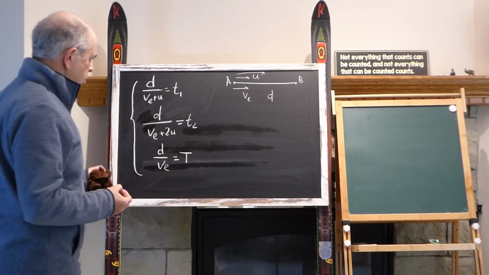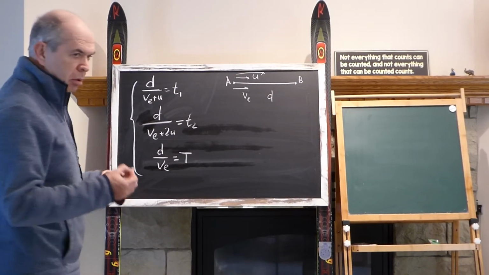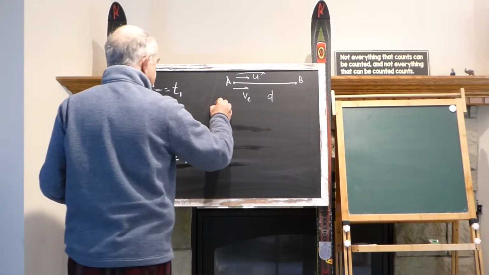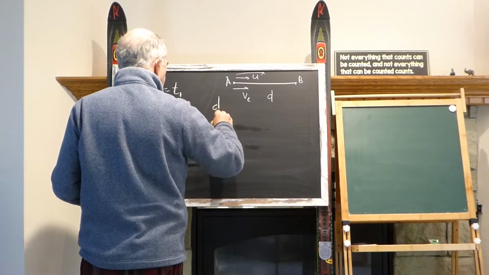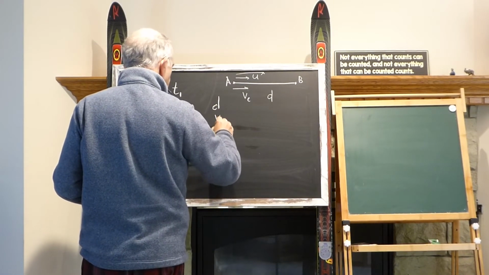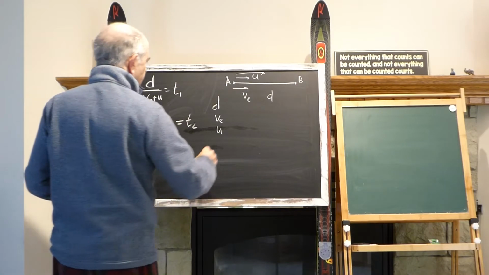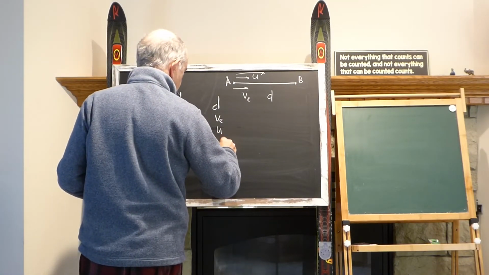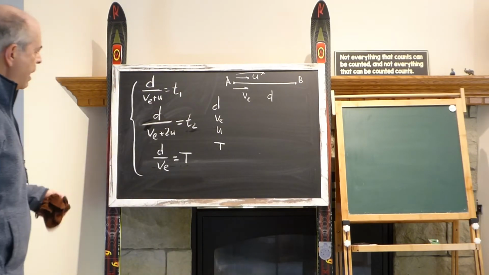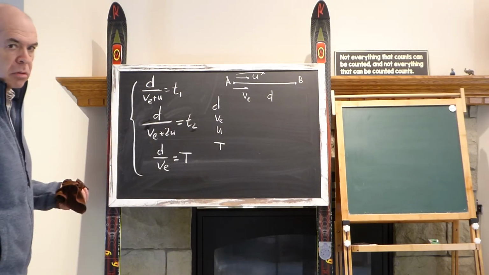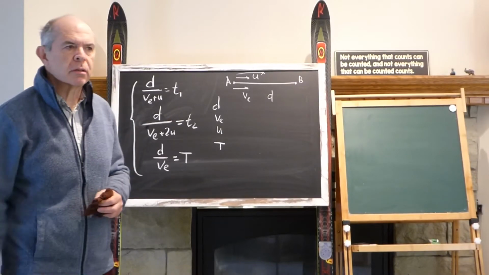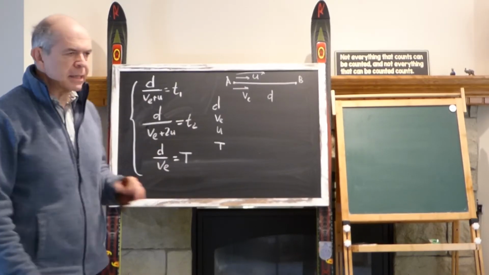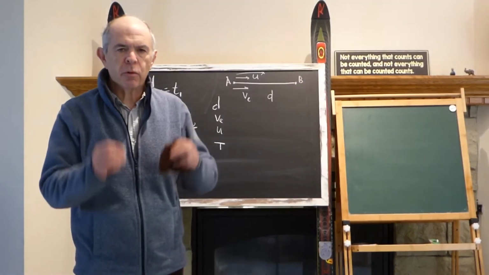Now, let's take a look at what we have in terms of unknowns. D is unknown, V escalator is unknown, U is unknown, and T is unknown. So, we have three equations, four unknowns. We have a similar problem before, and this is a good time to hit pause and think how we solve these three equations with four unknowns.